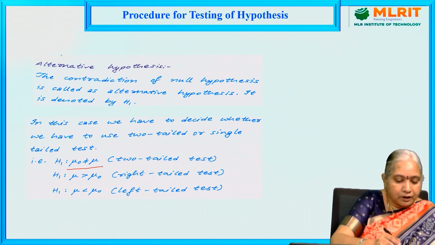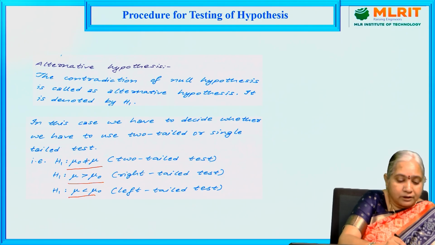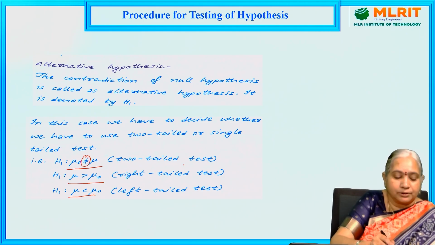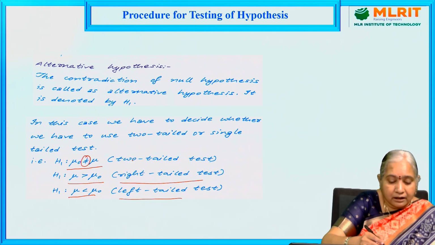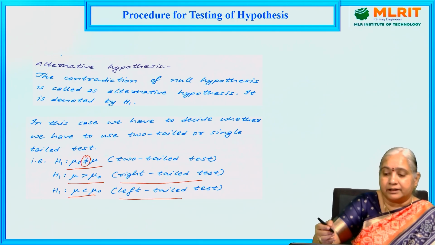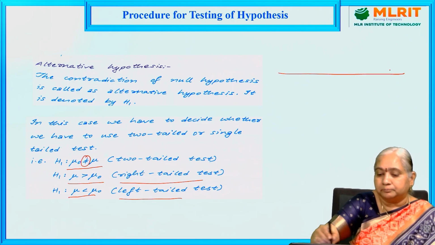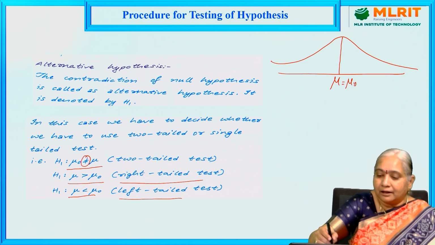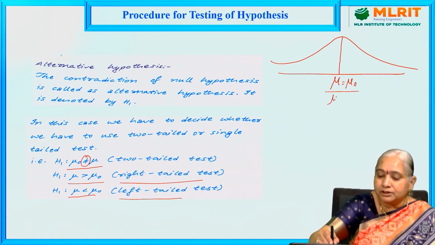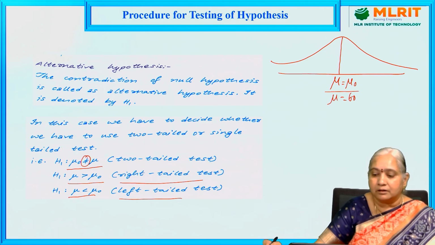Here, mu not equal to mu naught, mu greater than mu naught, mu less than mu naught. So not equal to is called a two-tail test, greater than is a right-tail test, and less than is a left-tail test. So what is a two-tail test, a right-tail test and a left-tail test? Suppose we take a normal bell-shaped curve. In this is mu, which is equal to mu naught. Here, I claimed that mu equal to 60 is the average mark of that particular class.